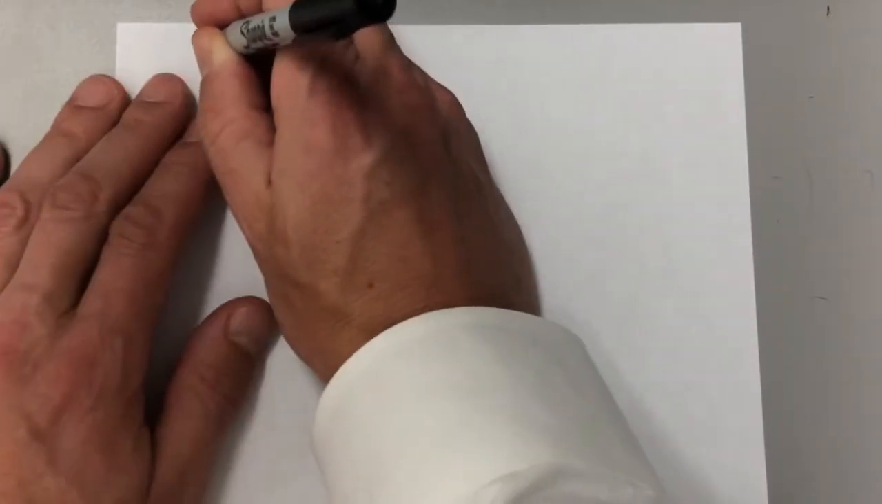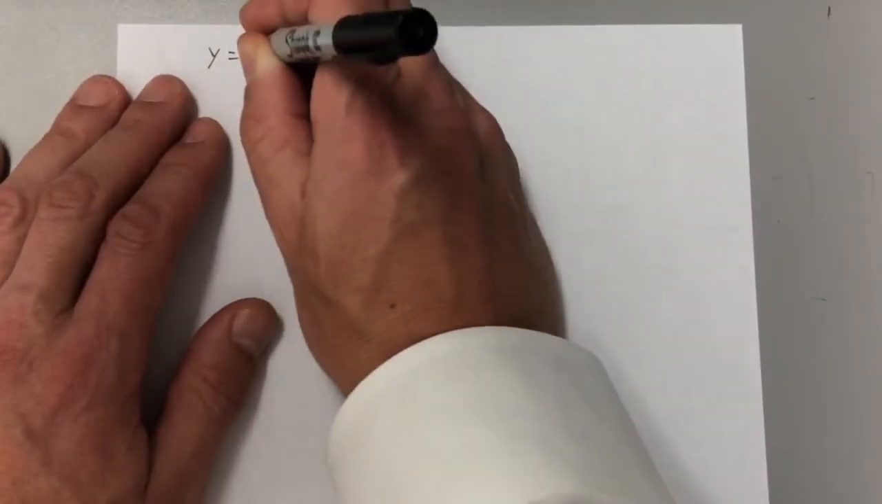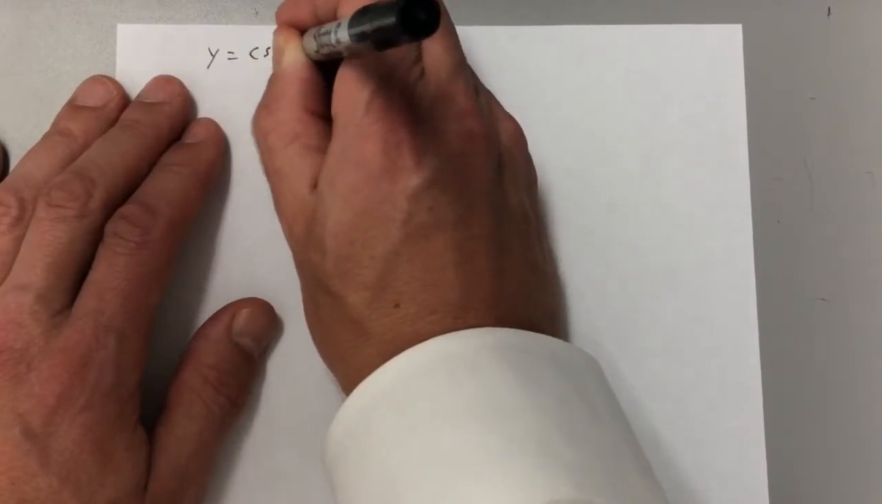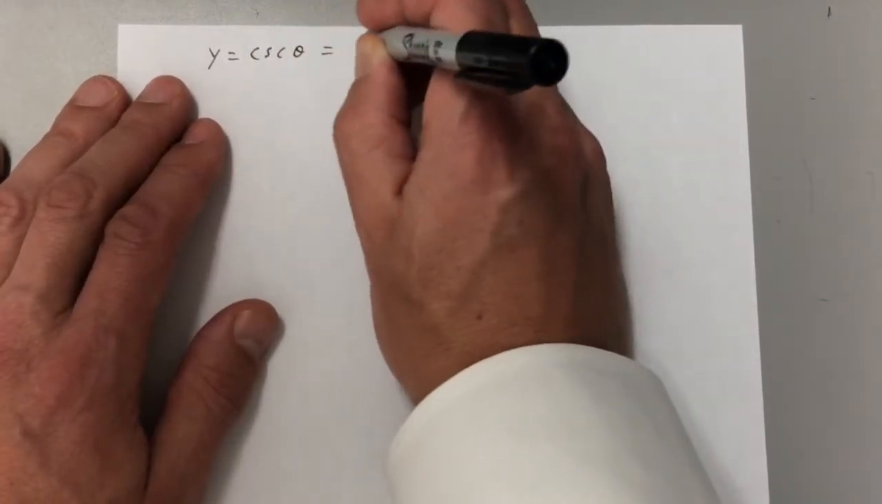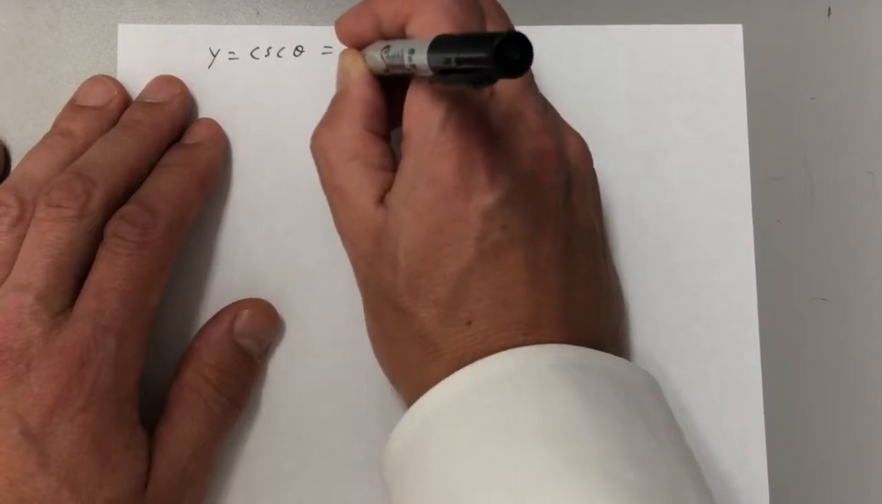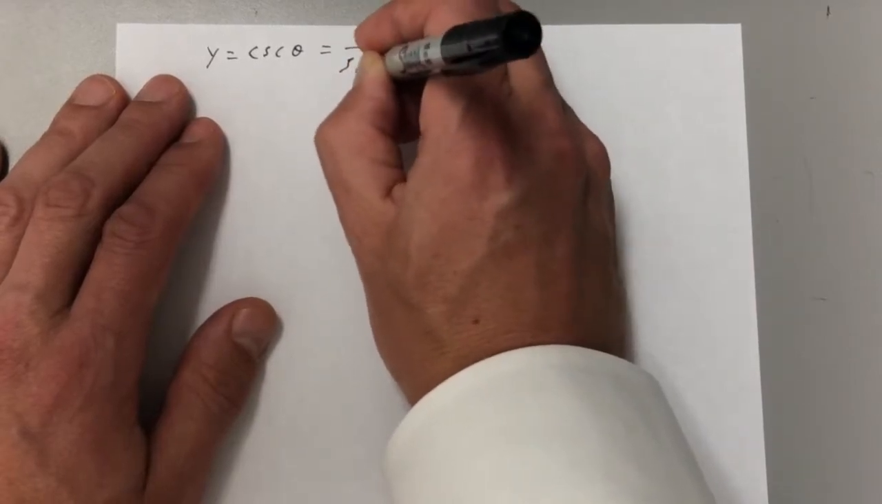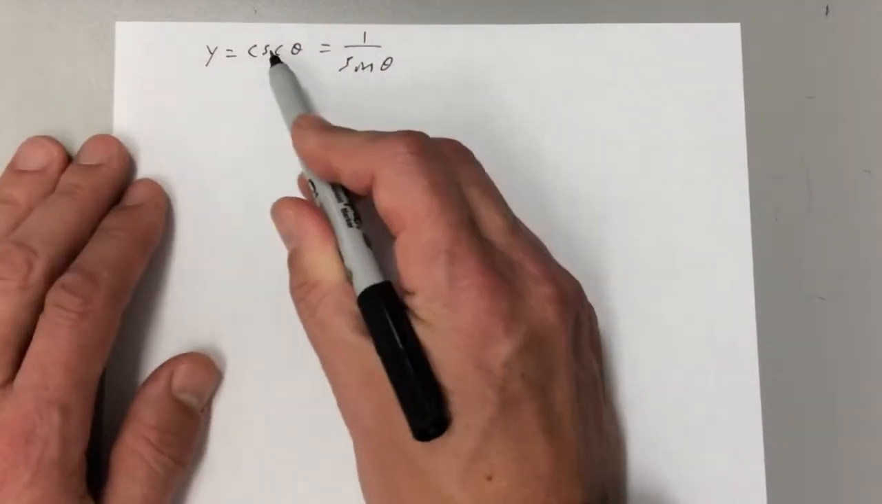Next we're going to do cosecant and secant. Okay, so let's take a look at what they would look like. Well, y equals cosecant theta, and cosecant equals 1 over sine theta. This is just the reciprocal of this.